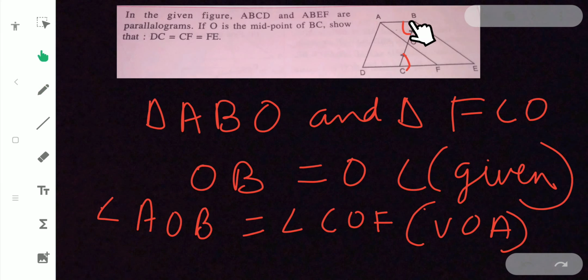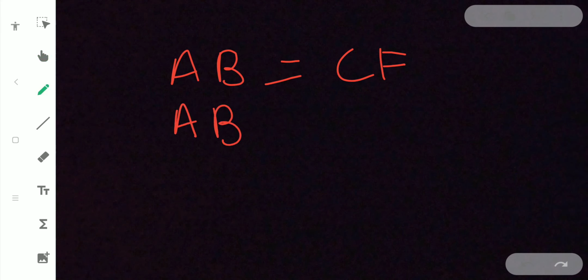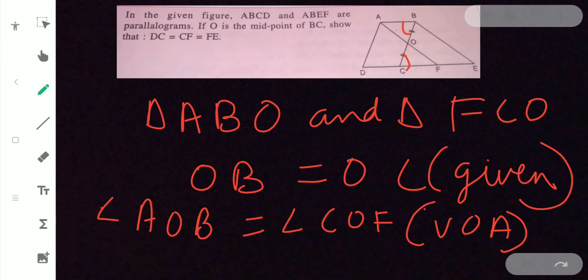And when we have AB is equal to CF, and also we are having AB is equal to DC. I can write AB is equal to DC because the opposite sides of a parallelogram are always equal and parallel. So that is the main point you have to remember. So I will write AB is also equal to DC. And what else we are having is AB is equal to FE.